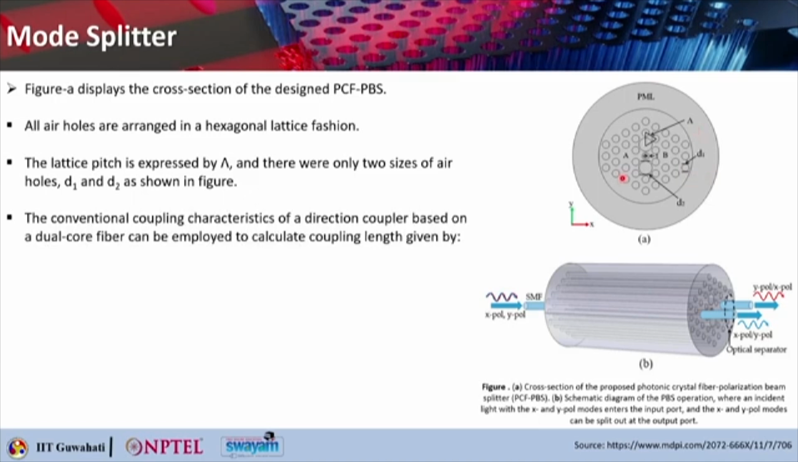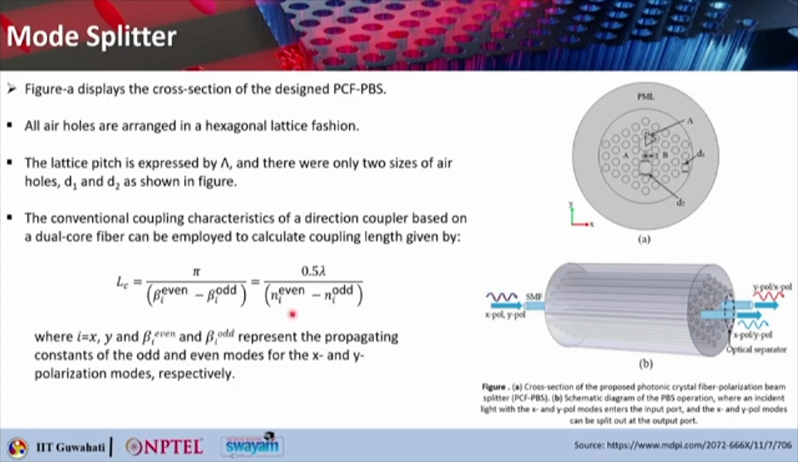So the conventional coupling characteristics of directional coupler based on dual core fiber can be employed here to calculate the coupling length. So you have one fiber straight away coming like this, and then you have another one where the coupling can take place. So the coupling length LC can be given by pi over beta I even minus beta I odd. So you can actually write it in terms of lambda, so 0.5 times lambda divided by the difference in their refractive indices.